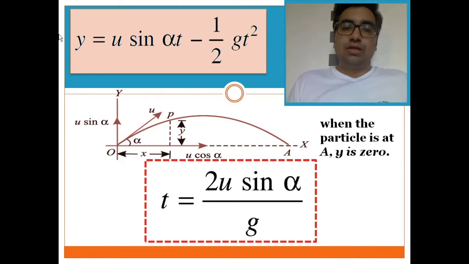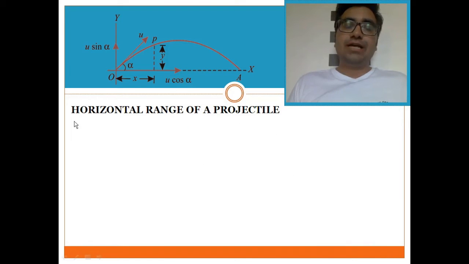So this goes on the other side and we get t equals 2u sin alpha upon g. Please note down this formula, t equals 2u sin alpha upon g, is the formula for time of flight of a projectile motion. Next we are supposed to determine the range.